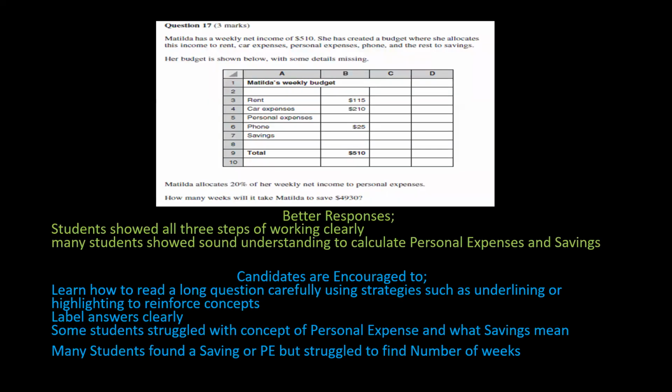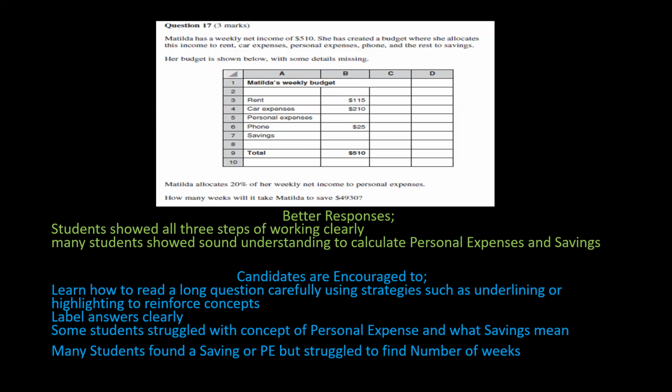Moving on, this is a Standard 1 question only. This is question 17 of the Standard paper. This was the budgeting question. In better responses, students showed all 3 steps of working clearly, and I really want to emphasise that those students that clearly communicated in writing what they were finding tended to achieve the correct response.